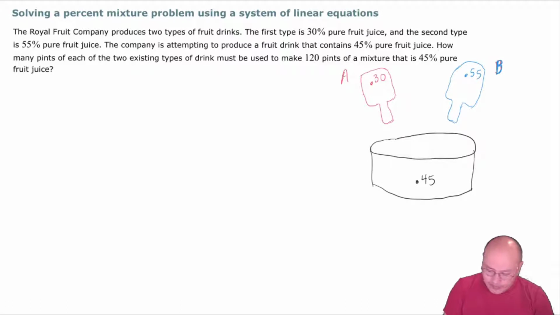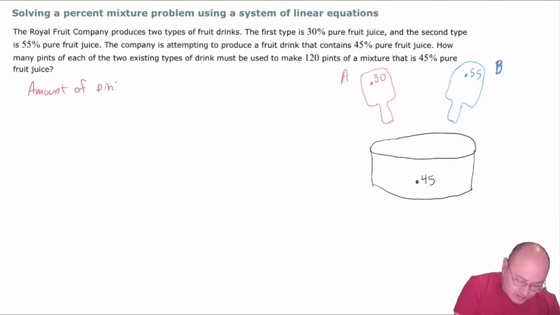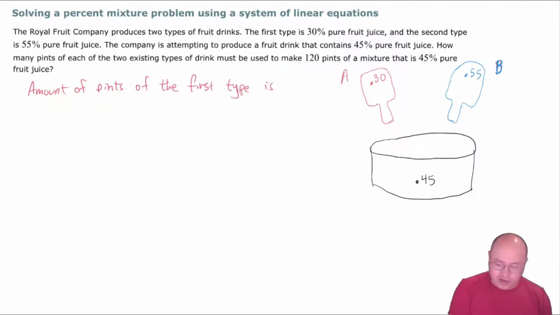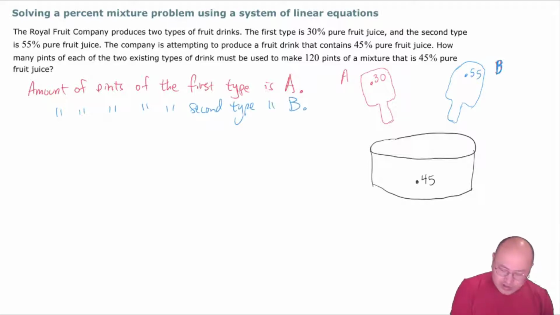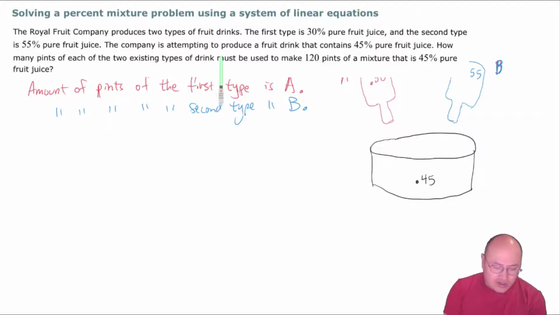We already know that the amount of pints of the first type is represented by the letter A. The amount of pints of the second type of fruit juice is represented by the letter B. The key word here is pints, so don't forget to label your units, because if you go back and read the problem, you get one of the equations rather quickly. How many pints of each of the two existing types of drink must be used to make 120 pints of a mixture that is 45% pure fruit juice?